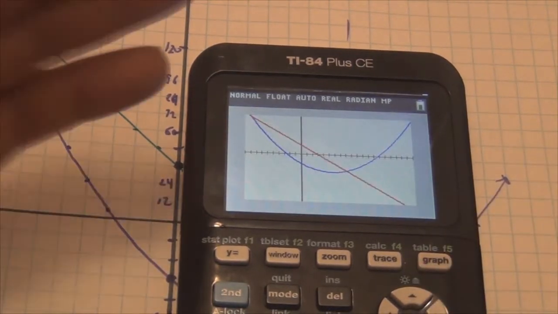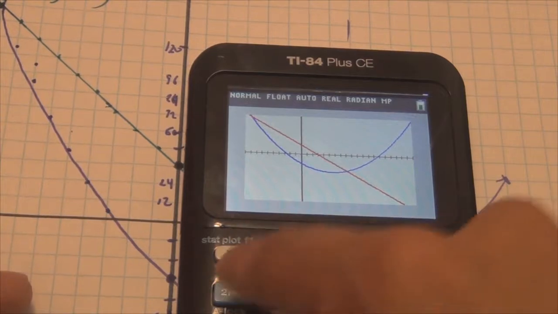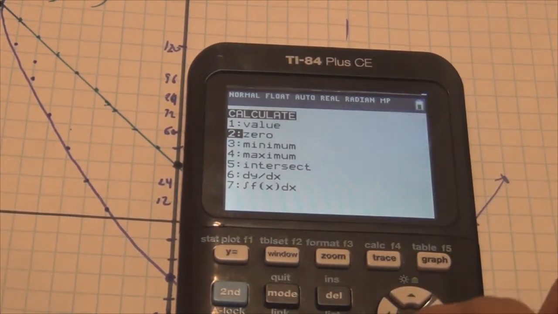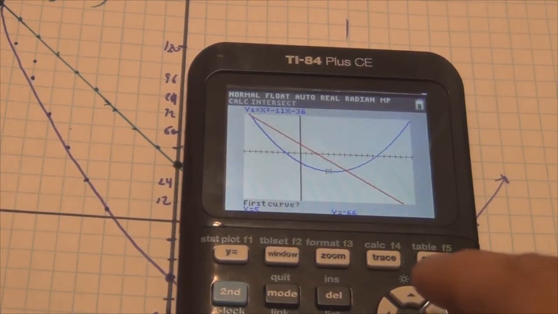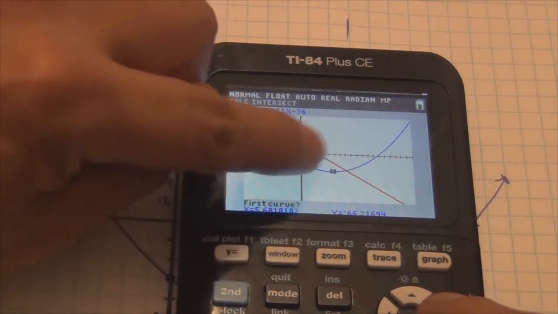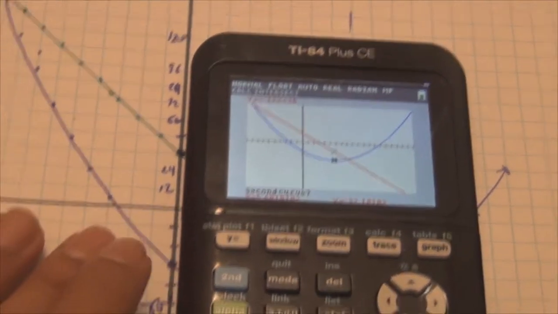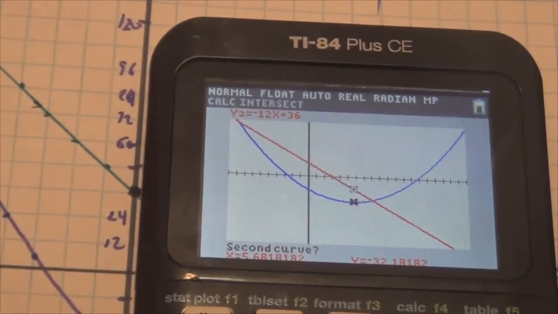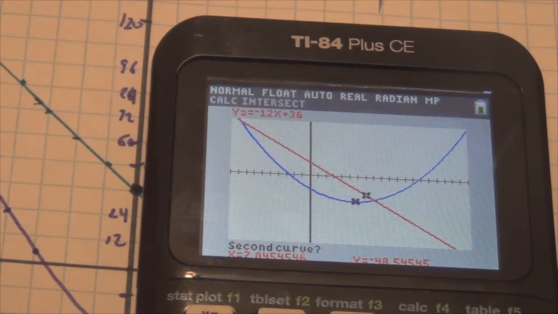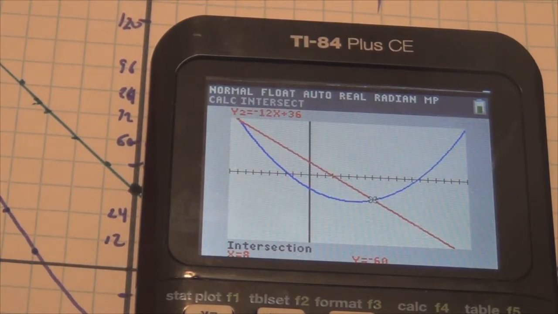You look at the graph, see what it looks like, see where they intersect, and you already know how to use the calculator. If you want to find the point of intersection, you go second, calc, and choose intersection. Left boundary: I want to find this intersection, so I go to the left of the intersection, enter. Then I go to the other one, this is the second graph, intersection. What is it? 8, comma, negative 60.